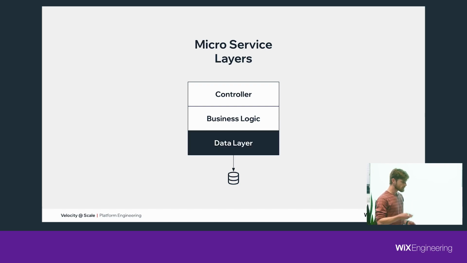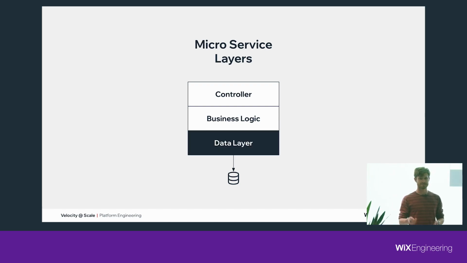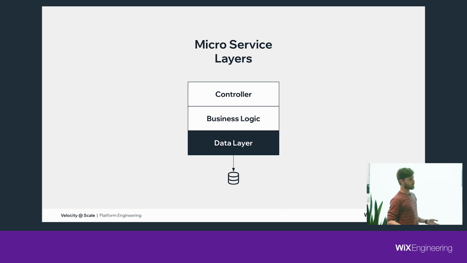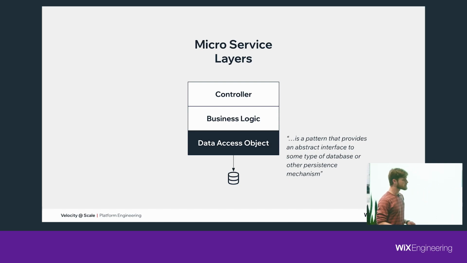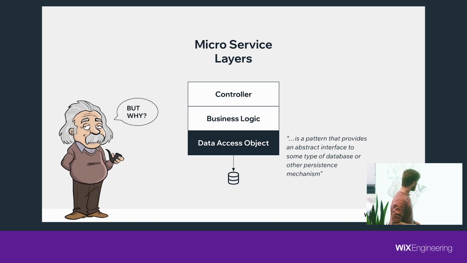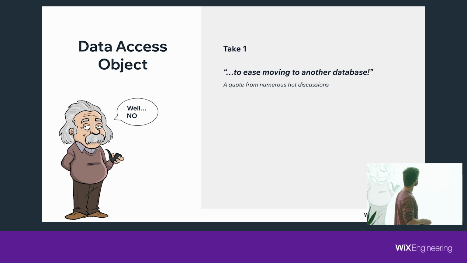And what do we do with the data layer? Any guesses? Brave guesses? Why do we have data layers? Basically, this layer usually encapsulates all mechanics of working with the database, right? And surprisingly, or not surprisingly, we commonly use the data access object pattern to implement this layer. But the question is, why do we use this pattern? Why do we use it so often? One of the most popular answers to this question: we use the DAO pattern to ease moving to another database.